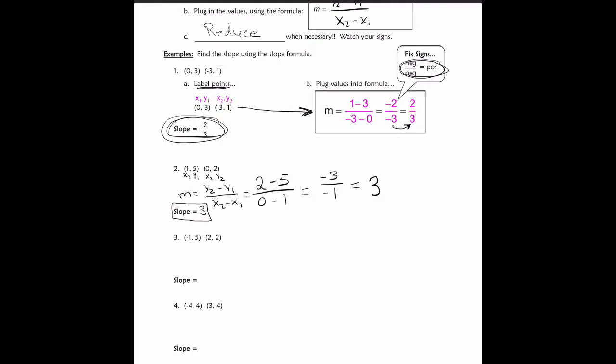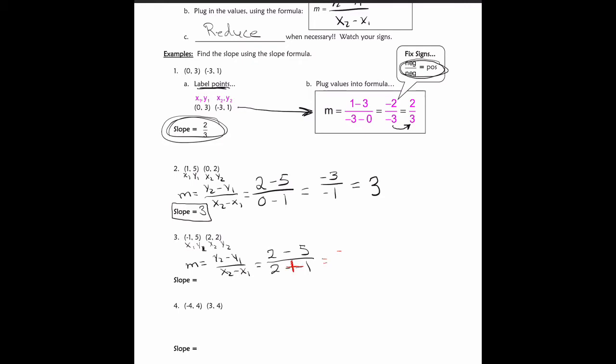Couple more examples here. So my two ordered pairs, I have x1, y1, x2, y2. Plug into my formula, y2 minus y1 over x2 minus x1. So y2 is 2, that should be y1, minus 5, all over 2 minus negative 1. Now, what happens when I have minus a negative number? That becomes positive.